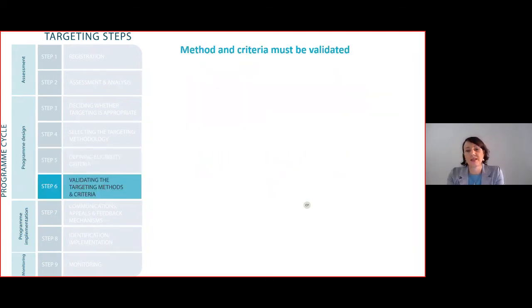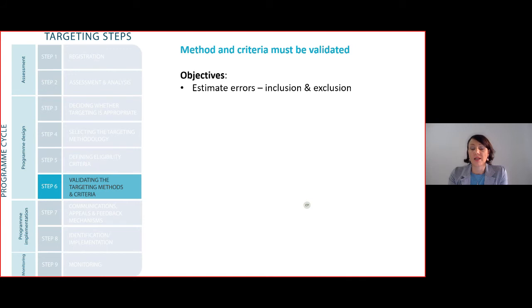We said before that none of the targeting methods are perfect, so we need to validate the methods and the criteria every time that we design a targeting approach. So why are we doing this? The objective is, first of all, to estimate the errors. As we say, we need to estimate the inclusion and the exclusion error.